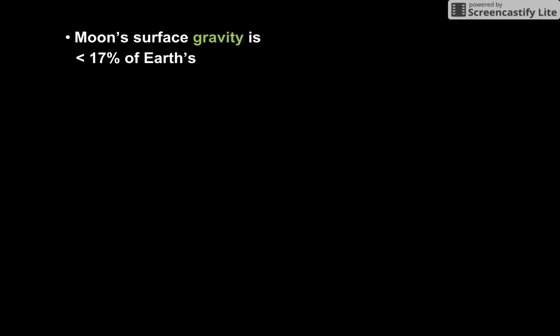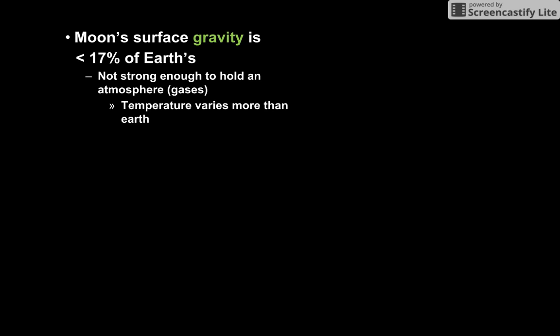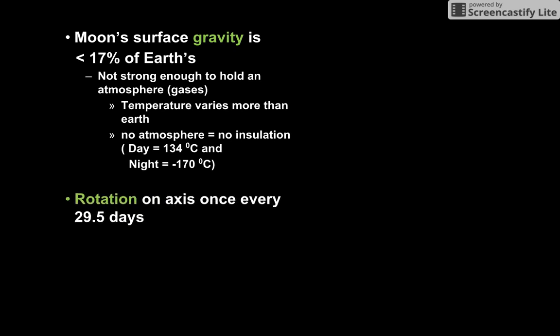The moon's surface gravity is less than 17% of Earth's. The moon is not large enough, and therefore not strong enough, to hold an atmosphere permanently. It does have a tenuous atmosphere. Because there's no real strong atmosphere, the temperature varies a lot more than Earth's temperature. No atmosphere, no insulation. Daytime temperature is 134 degrees Celsius, and night is negative 170 degrees Celsius. Definitely not something that we can handle without a spacesuit.